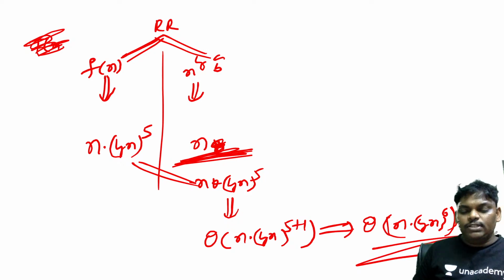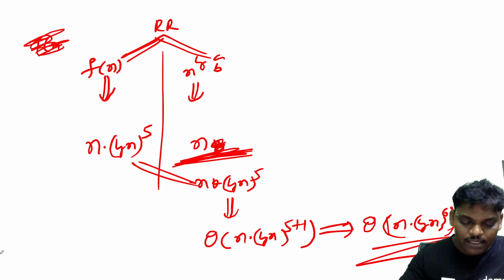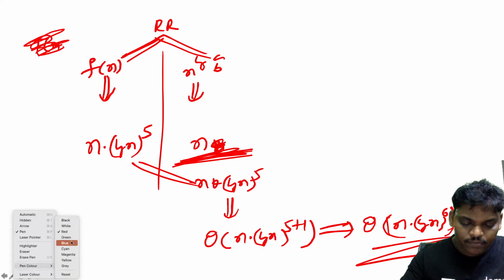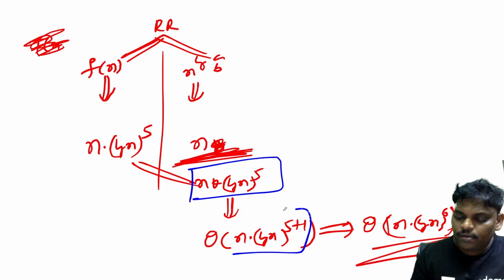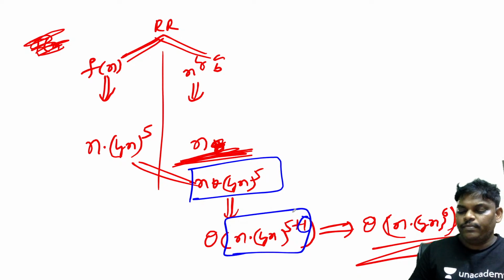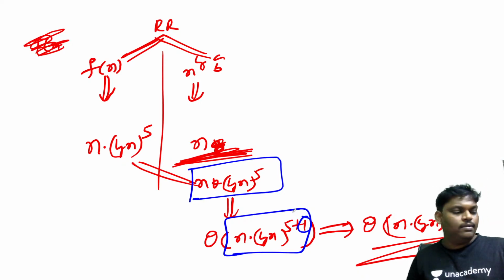For this recurrence relation, f(n) is n into log n whole power 5, and n power log a base b is n. So the right-hand side is log n whole power 5 times smaller. That is the reason I multiplied by log n whole power 5, then both are equal. Then the answer is the same right-hand side as it is, but in the power, write plus 1 extra. Then the answer is n into log n whole power 6. Fine, good.